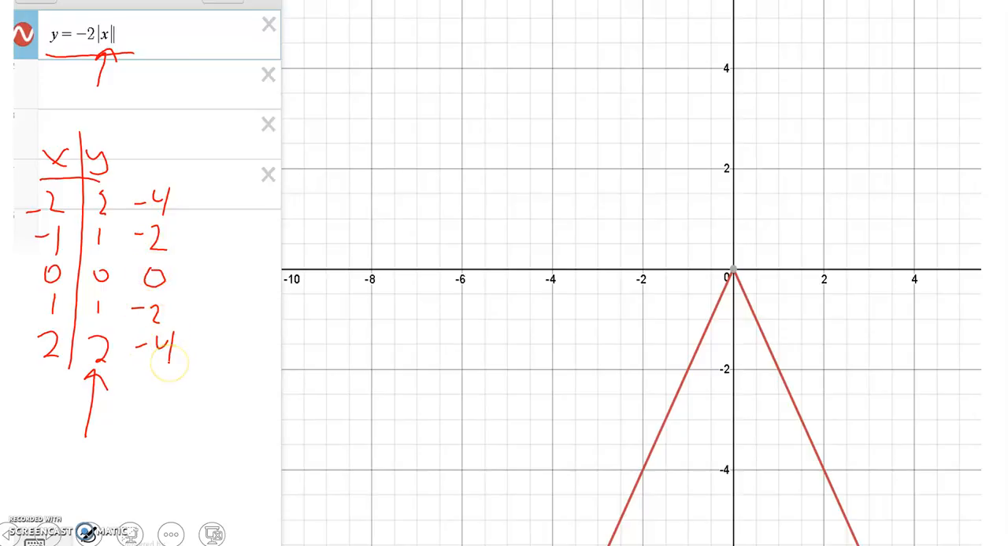and -4. So the v is not affected by this number on the outside, the vertex is not, but the shape of the v is, because it's opening down, because it was negative, and it's also opening down twice as fast as what it was in our original equation.